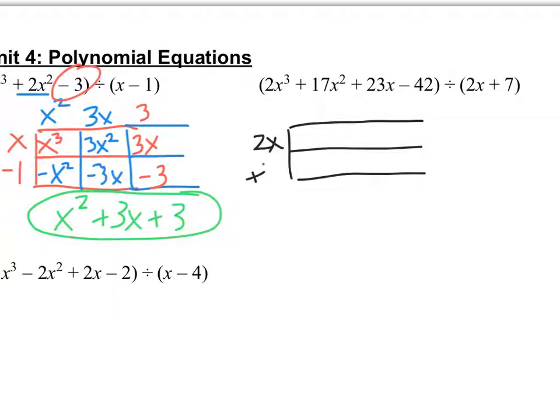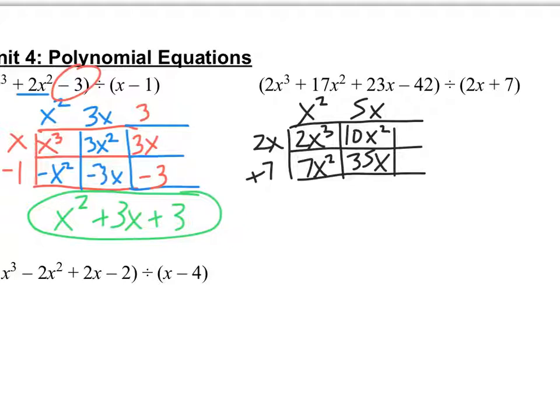2x plus 7, first term, first box. What times 2x is 2x cubed? x squared. 7 times x squared is 7x squared. I don't want 7x squared, I want 17x squared, so I need 10x squared. What times 2x is 10x squared? 5x. 5x times 7 is 35x.